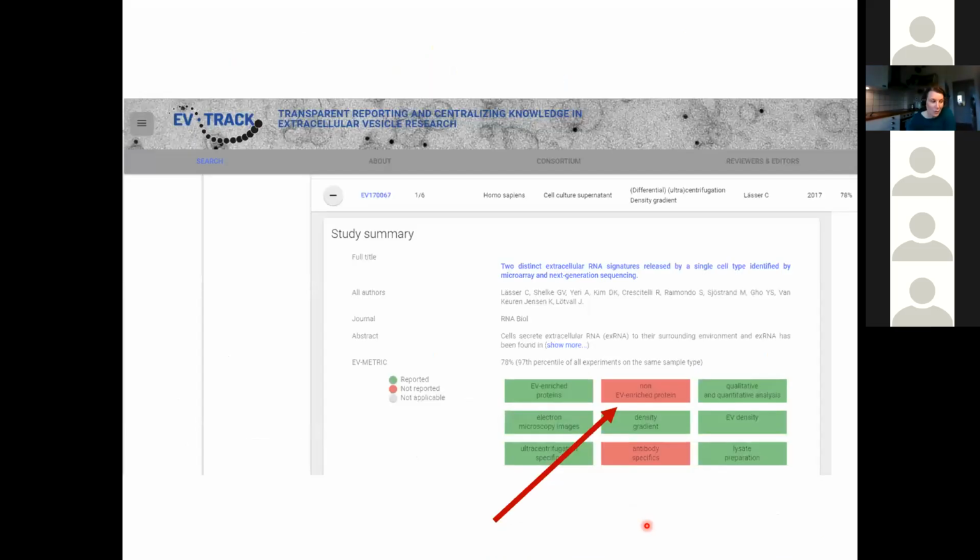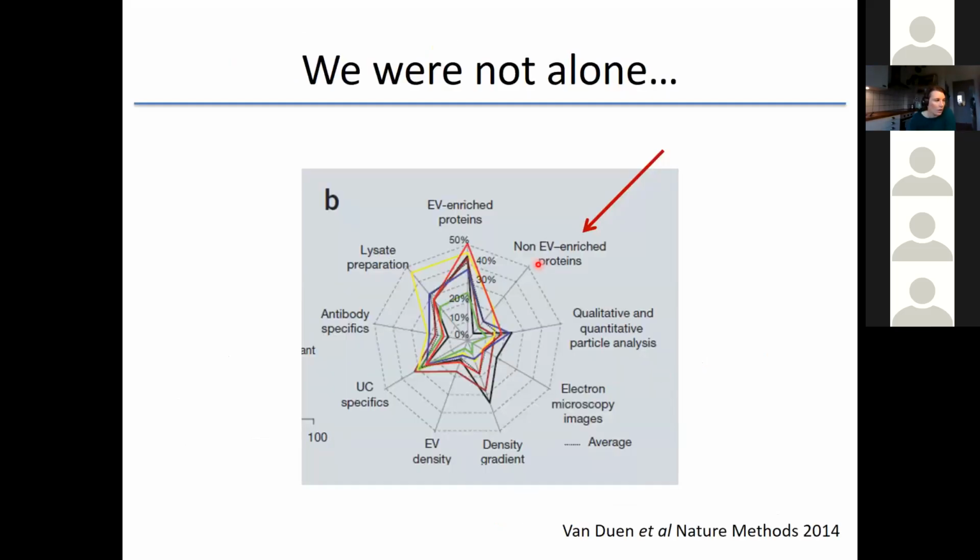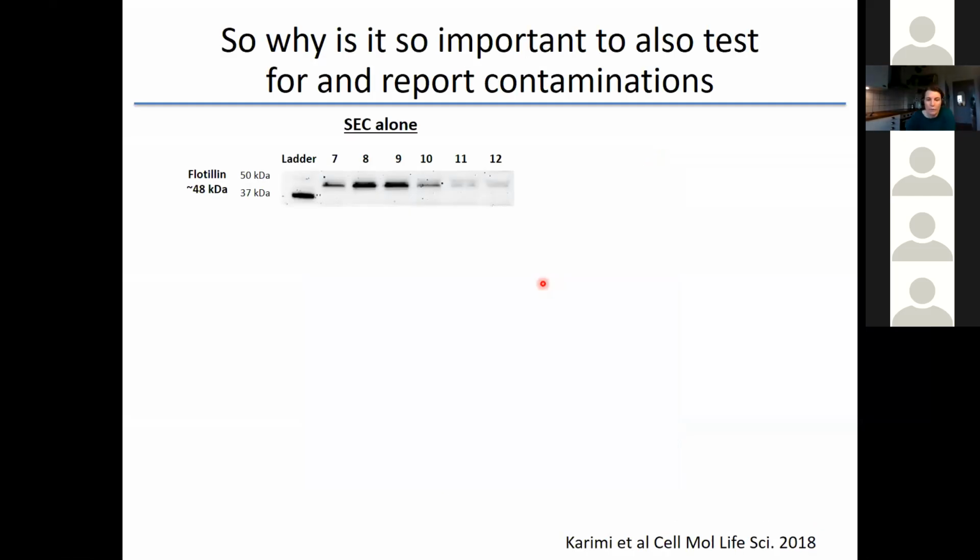So this was actually one of the problems we had in our paper from a few years back. We didn't get a score because we hadn't looked at non-EV-enriched proteins. And I would say, in my defense, this is one of the things that a lot of people don't report. The majority of the papers in the field are looking at EV-enriched proteins, but very few are then looking at the non-EV-enriched proteins. But of course, we have improved since then.